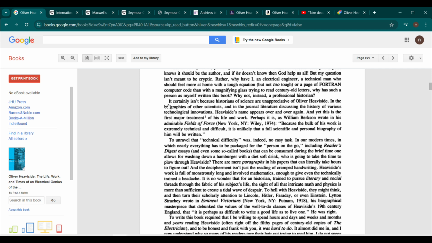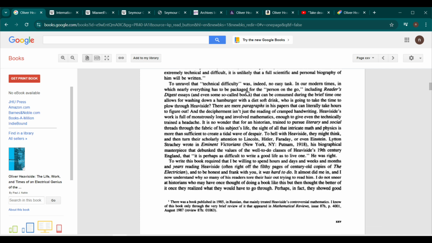It isn't because historians of science are unappreciative of Oliver Heaviside. In the biographies of other scientists, Heaviside's name appears over and over again. Yet this is the first major treatment of his life and work. Perhaps it is, as William Bergson wrote in his admirable Fields of Force, because the bulk of his work is extremely technical and difficult, it is unlikely that a full scientific and personal biography of him will be written. 1974.